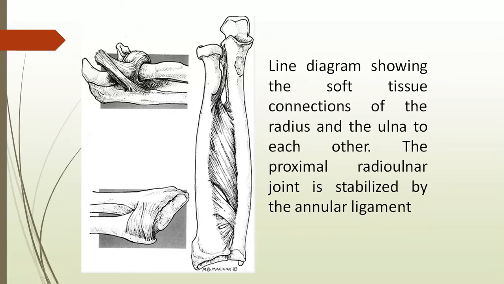So this is an example of a line diagram which shows the soft tissue connections of the radius and ulna to each other. This is the proximal radioulnar joint where the annular ligament is along this one. And this is the interosseous membrane. So these things will be disrupted.